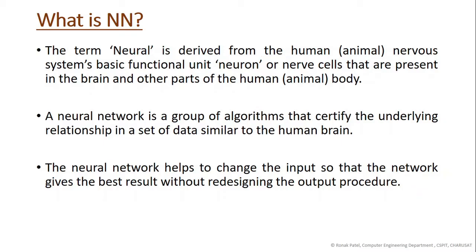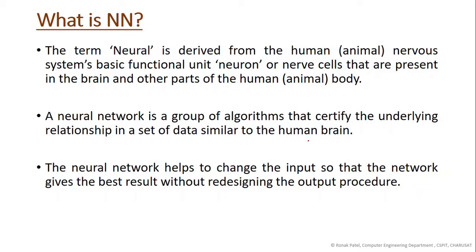So the term neural is derived from the basic functional unit of the animal nervous system, that is the neuron, or nerve cell, which is present in the brain and other parts of the human body. A neural network is a group of algorithms that find the underlying relationship in a set of data, similar to the human brain. So how does the brain work?